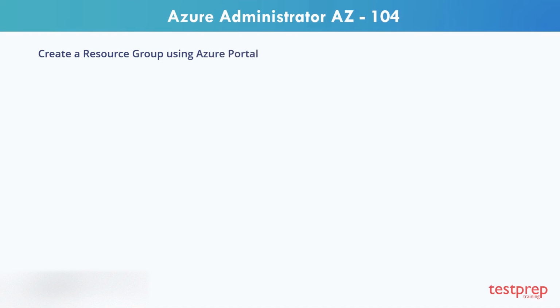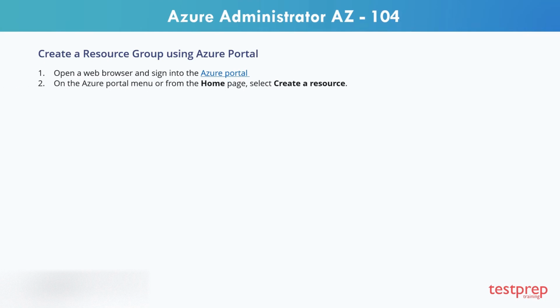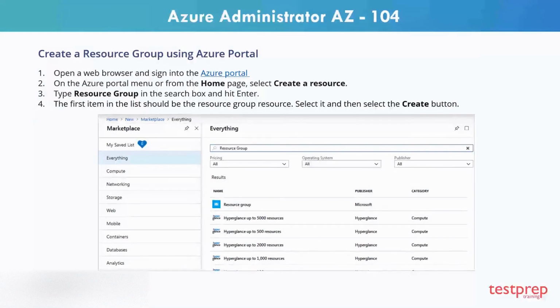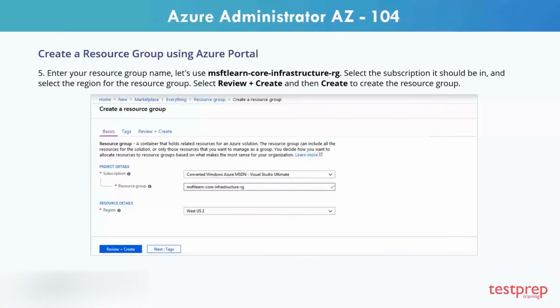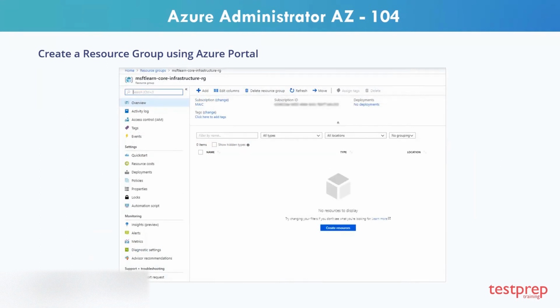Let's see how to create a resource group using Azure Portal. 1. Open a web browser, and sign into the Azure Portal. 2. On the Azure Portal menu, or from the home page, select Create a Resource. 3. Type Resource Group in the search box, and hit Enter. 4. The first item in the list should be the resource group resource. Select it, and then select the Create button. 5. Enter your resource group name. Select the subscription, and select the region. Then select Review plus Create, and then Create, to create the resource group.